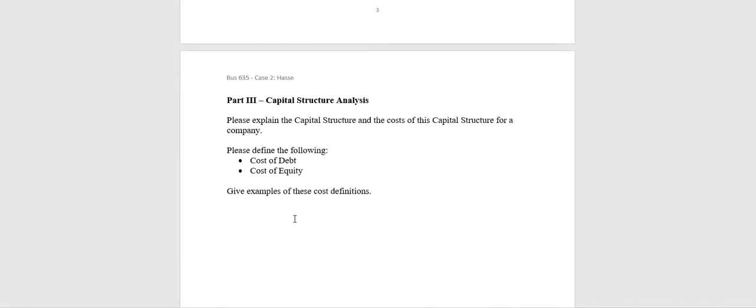And the third, I'd like you to talk about the capital structure of a company. What is the capital structure? Explain it. Please define the cost of debt and the cost of equity. This also is from chapters 7 and 8 of your chapter. Give examples of these costs, give definitions.